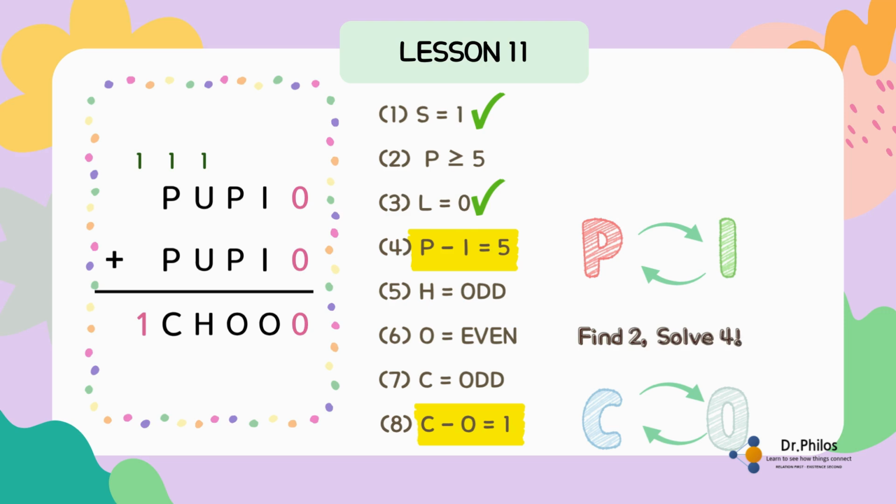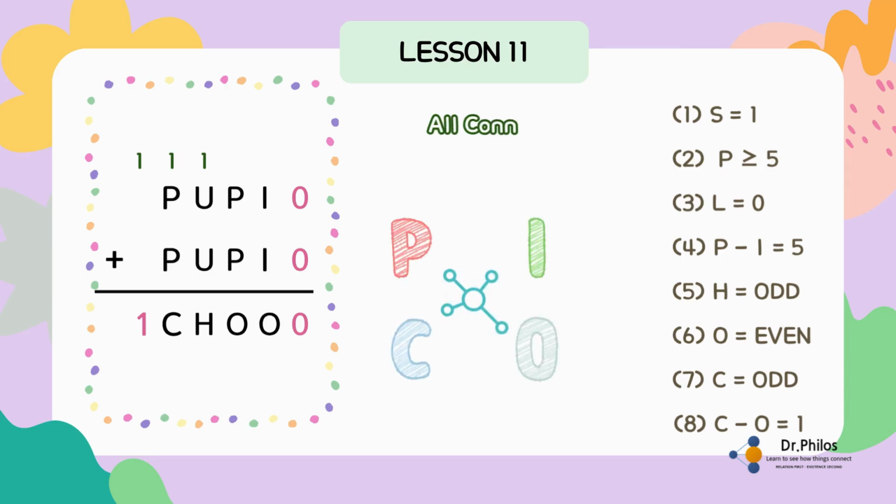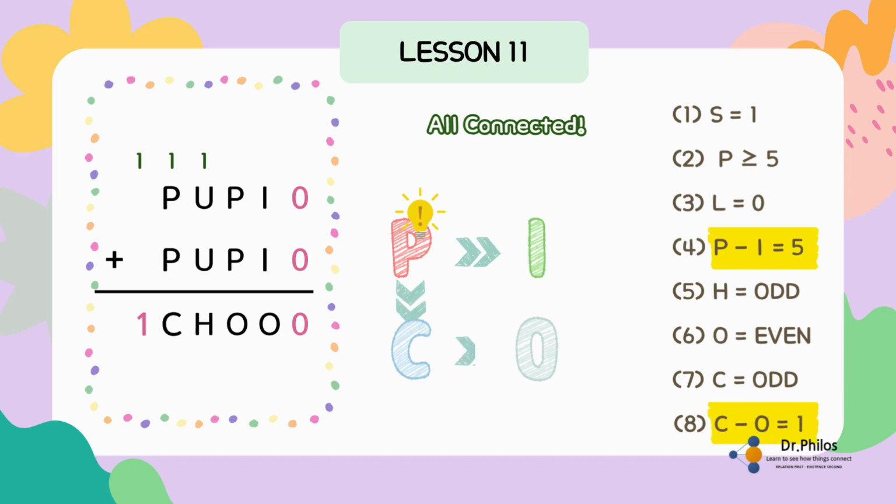Can you share how you found the values of the letters using these 8 clues? I thought I could solve it if I started with the letter that has the fewest cases. Since the letters are all connected, I figured it wouldn't be too hard to find them. Can you tell me more about how they are connected? If we find P, we can find I, C, and O.